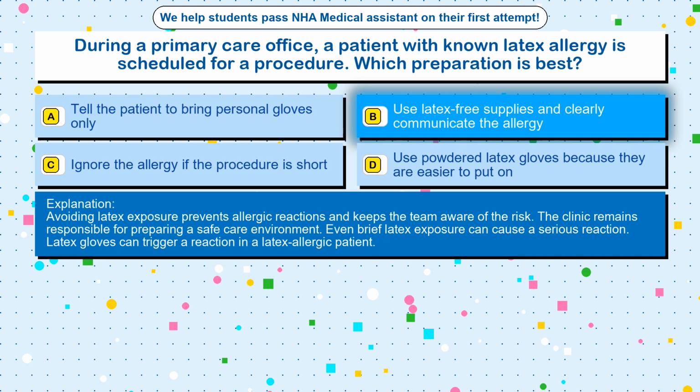Avoiding latex exposure prevents allergic reactions and keeps the team aware of the risk. The clinic remains responsible for preparing a safe care environment. Even brief latex exposure can cause a serious reaction. Latex gloves can trigger a reaction in a latex allergic patient.